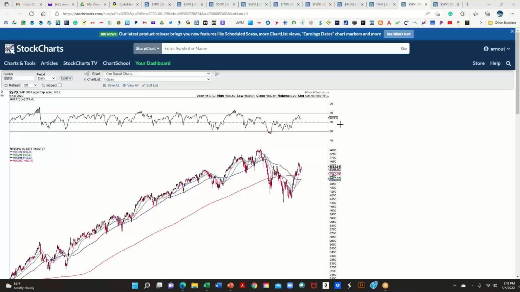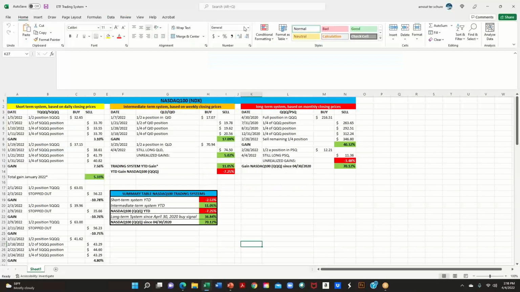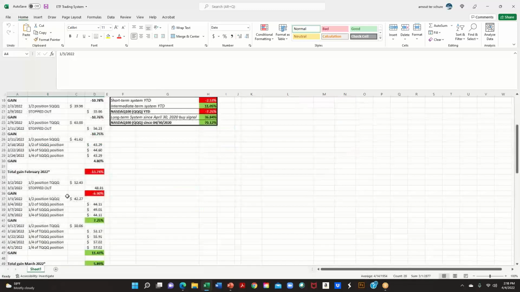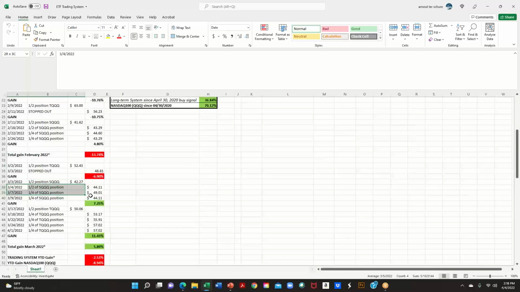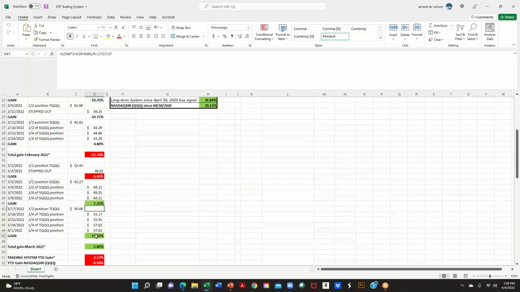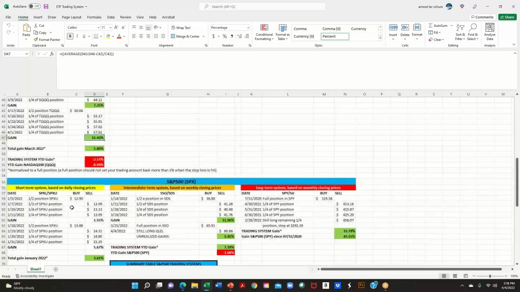All good. So just to show you my trading system. Again, I'm not trying to sell it. I just want to make sure you all make money the easy way. This is the short-term system, and you can see we have about 2 to 3 trades per month, with entries and exits. They're partial selling into strength, and you can see the nice gains we had in March. So far so good.